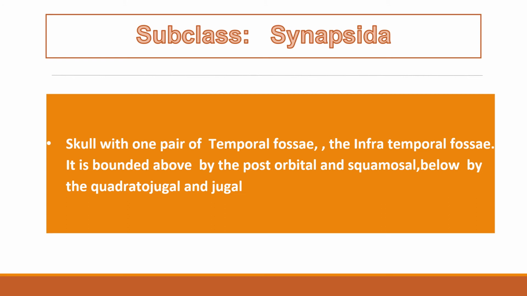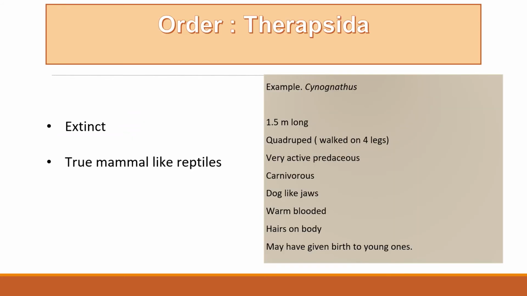Subclass Synapsida is characterized by a single temporal fossa, the infratemporal fossa, which is bounded above by the postorbital and squamosal, below by the quadratojugal and jugal. Order Therapsida, coming under subclass Synapsida, has no living members. The therapsids were the true mammal-like reptiles.